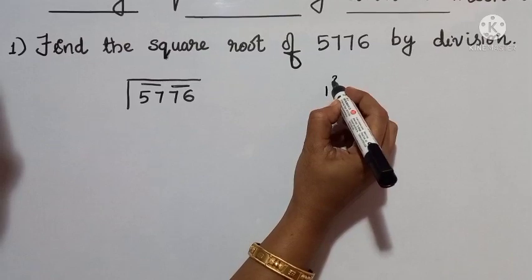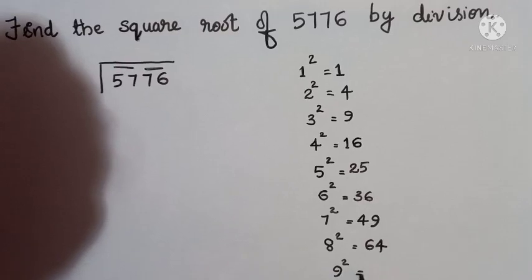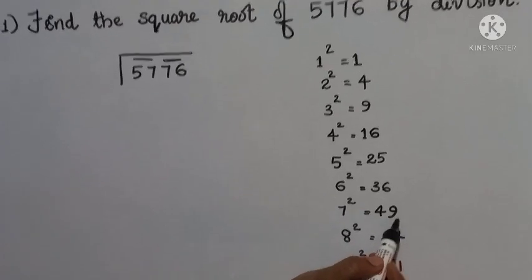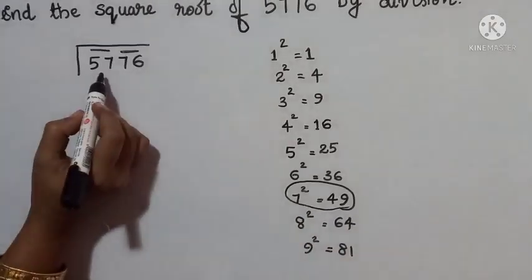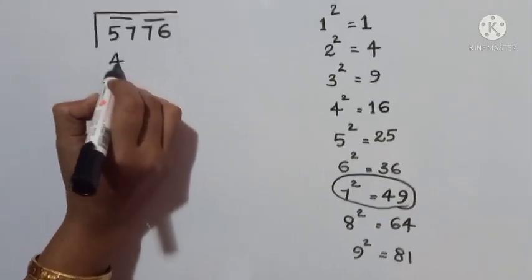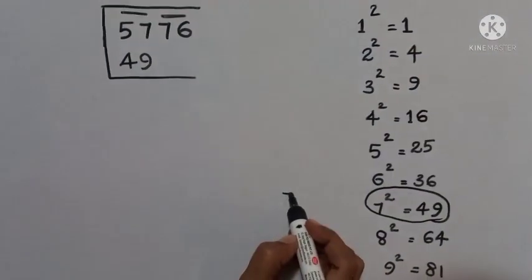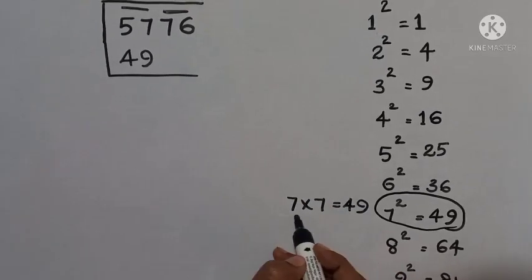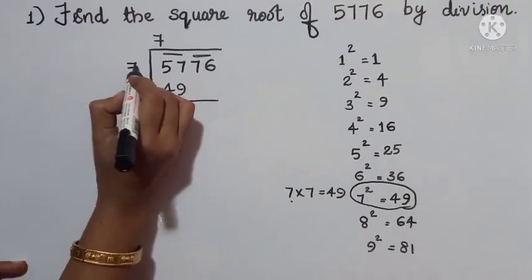I'll write the squares from 1 to 9 here. 1 square is 1, 2 square is 4, up to 9 square is equal to 81. From here we can understand that 7 square is equal to 49, the perfect square number which is closer to 57 and less than 57. So we write that 49 here, and 49 is 7 square, that is 7 into 7 is equal to 49. Then we write one 7 in the quotient's place, another 7 in the divisor place.